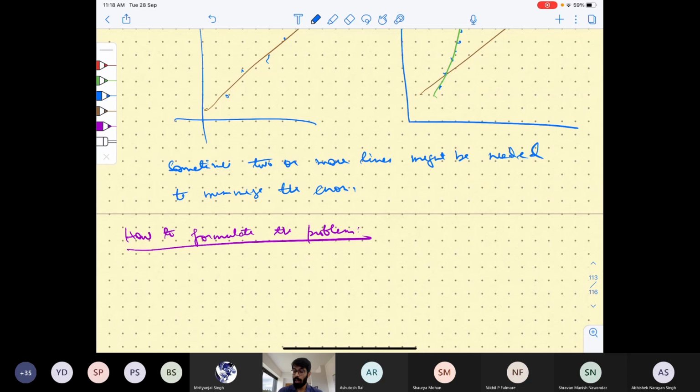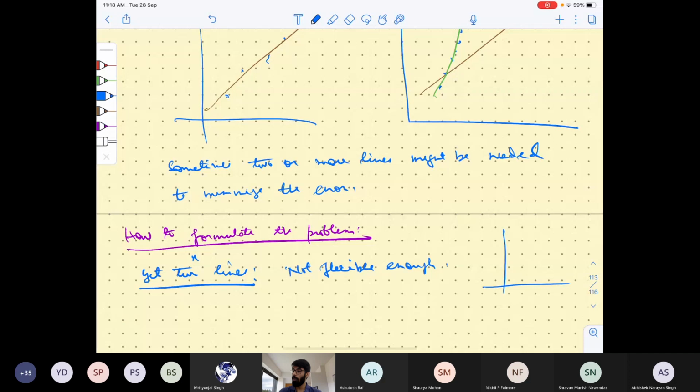So what if we hardwire things? Like, what if we want two lines, or any X number of lines? Then what is the problem with that? It's not flexible enough. If we hardwire that into the problem definition, the algorithm or the solution will always look for some X number of lines. So not flexible enough. Like we hardwired two and now we get data which is like this, and then like this, right? So this takes basically three lines.